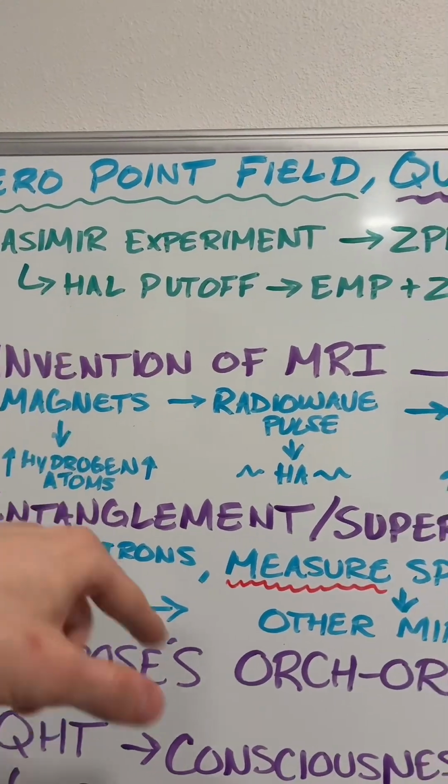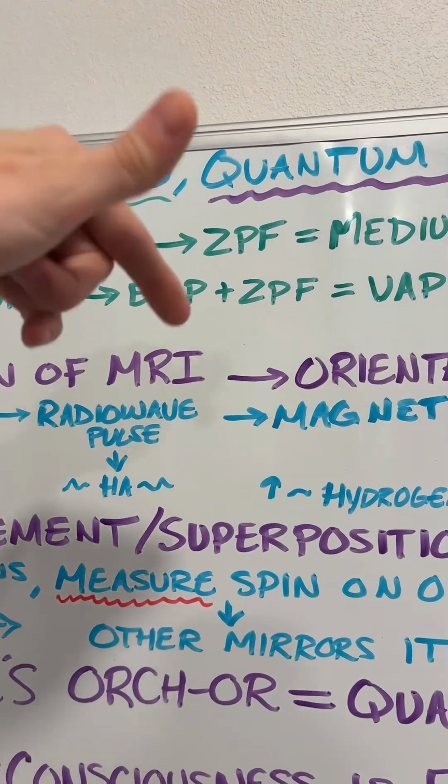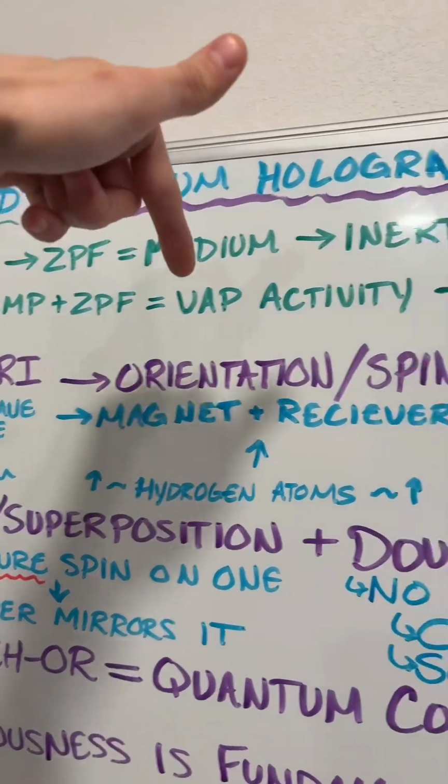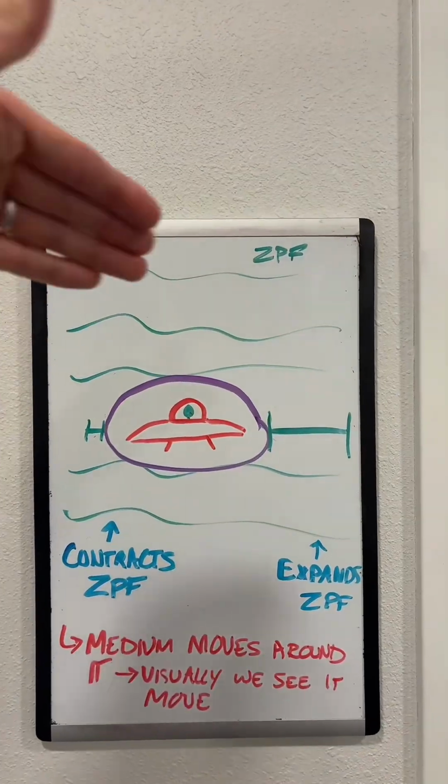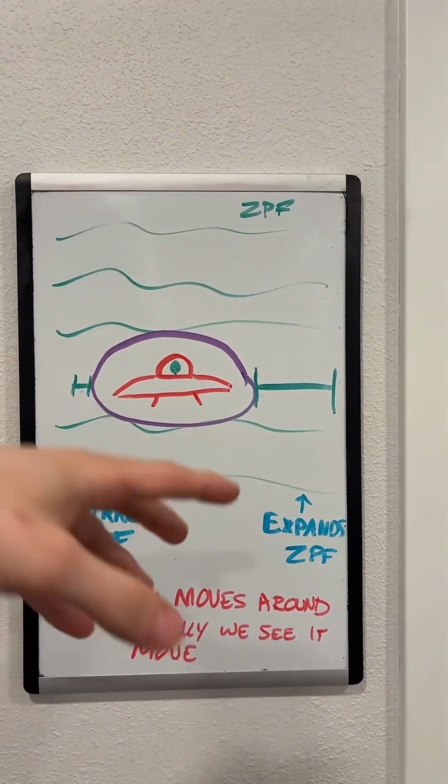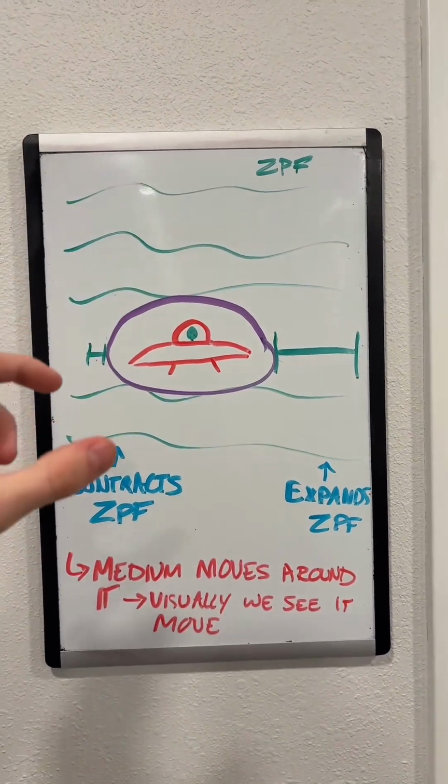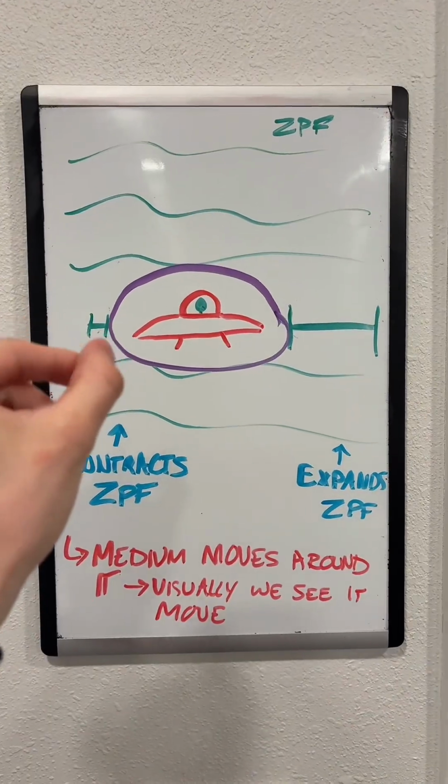Let's stay on the Hal Puthoff train because he believes that when you manipulate the electromagnetic properties of the 0-point field, that's how you get the UAP activity. Let's explain that. The ZPF is all around it. It's the medium, and so if you think of a craft, it creates its own electromagnetic properties, which then it can contract that ZPF, or the medium, in front and expand it behind it.